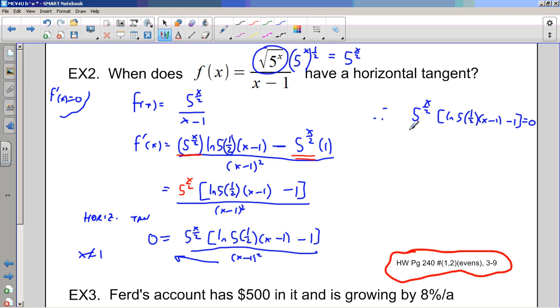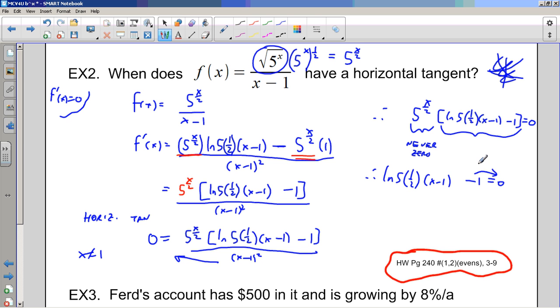Now notice, what do I got? I got two factors that are equal to 0. This is never 0, right? This is some sort of function, maybe like that. It's an exponential function of some sort. This is never 0. So that means there's no solution from this part. If we're going to have a solution, it's going to come from this part. So therefore we say ln of 5 over 2 times x minus 1, minus 1 equals 0. So now we've got to go about starting to solve this thing. So the 1 goes on the other side.